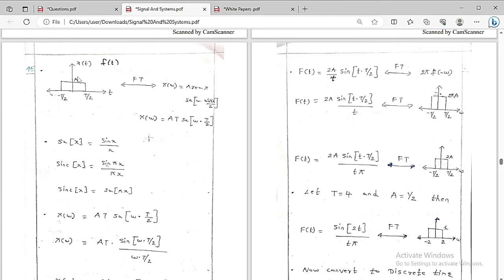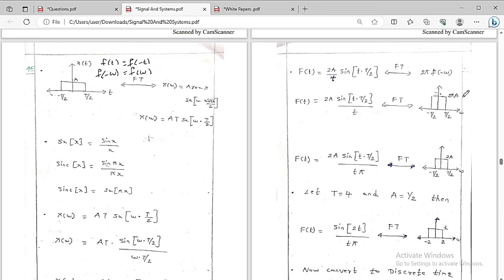Let me assume this is f of t. So f of t is equal to f of minus t, as I have replaced t by minus omega. So f of minus omega is equal to f of omega as it's an even signal. So you are going to get the same thing, but you have to multiply by 2 pi. So this amplitude is going to be multiplied by 2 pi.